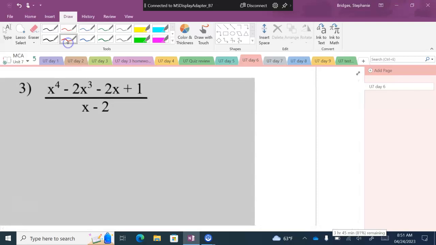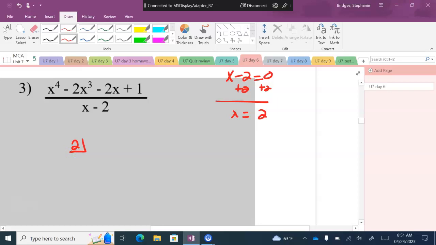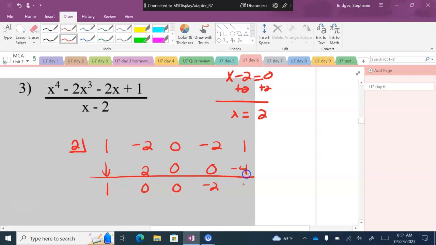Again, the very first thing is we take our divisor, we set it equal to 0, we solve for x to find out what number actually goes in our box. What does x equal? It's 2. Tell me what my coefficients are going to be. 1. Okay, and then we had to add the 0 in because we were missing an x squared again. Bring down the first term, multiply, add, multiply, add, multiply, add, multiply, add.